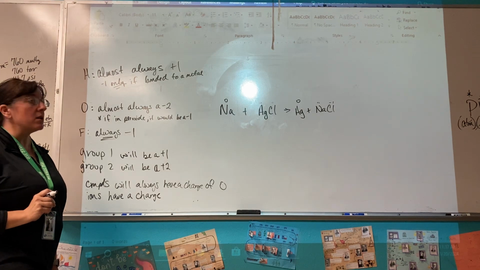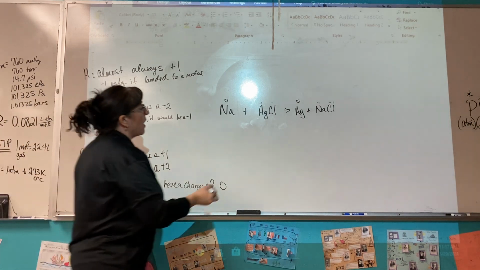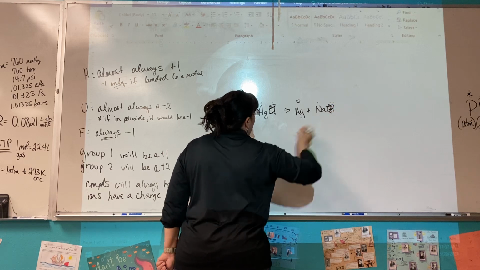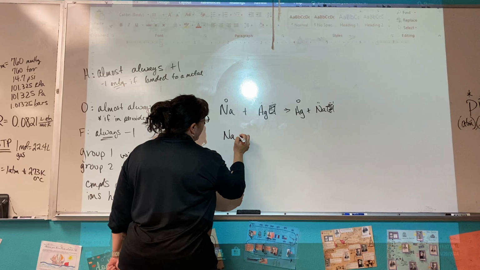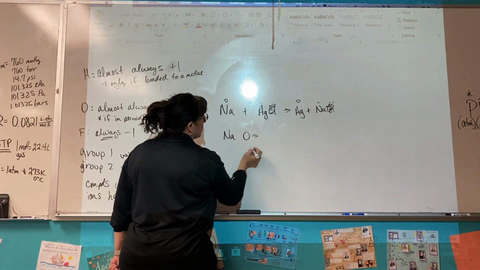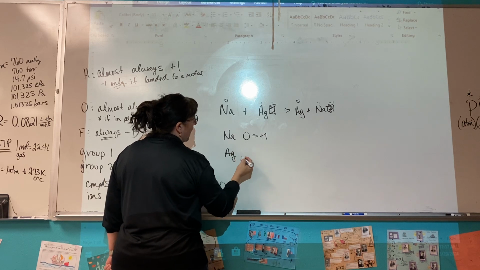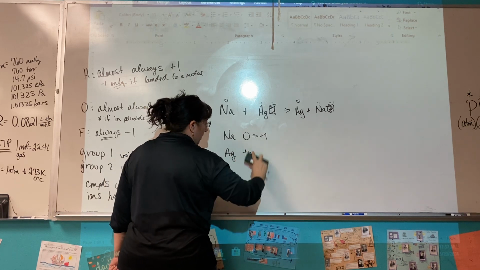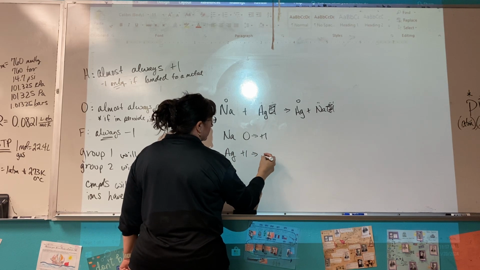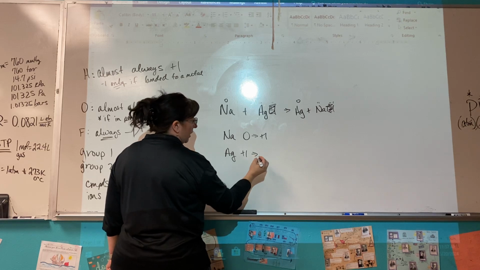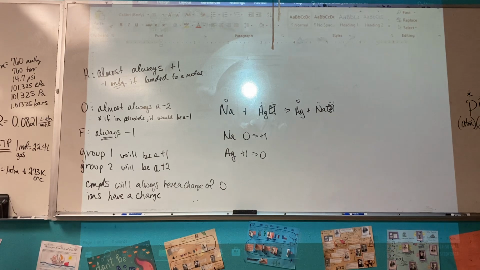Chlorine did not change. It had the same numbers on both sides of your reaction, so I'm not going to look at chlorine. I just want to look at these two that did change. So let's look at sodium. Sodium went from having a 0 to a +1 charge. And then silver went from having a +1 to having a what charge? A 0 charge. Okay, so I want to figure out what was oxidized and what was reduced.